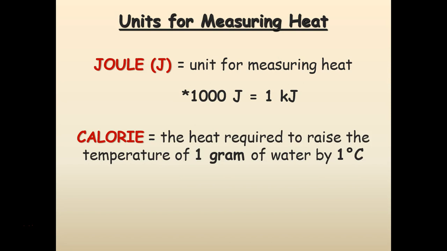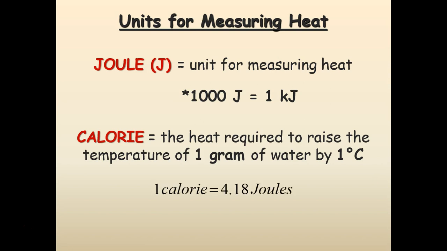So there's two ways to measure heat. And the first one is joule. Just like seconds measure time, or grams measure mass, or liters measure volume, joules measure energy. So we use the symbol, the letter J, to abbreviate joule. Now sometimes you'll see kilojoules, and that's just 1 kilojoule is 1,000 joules.